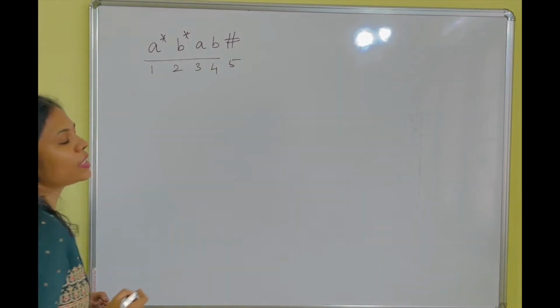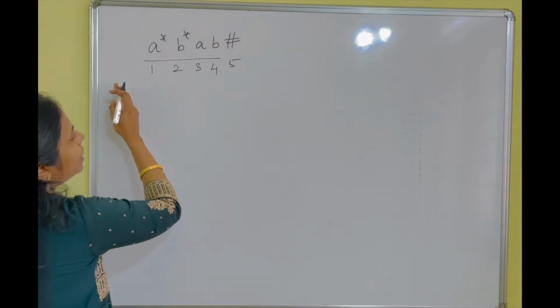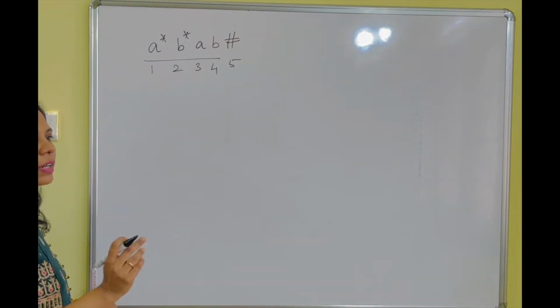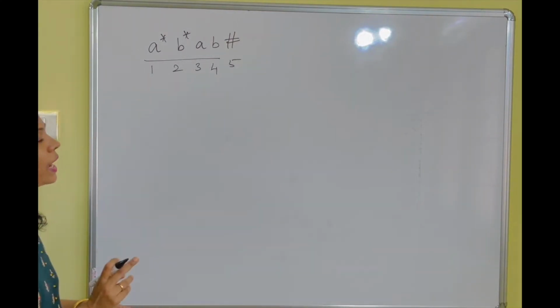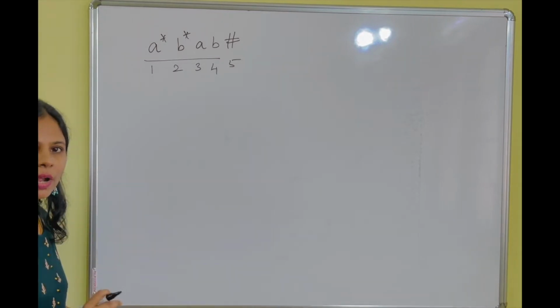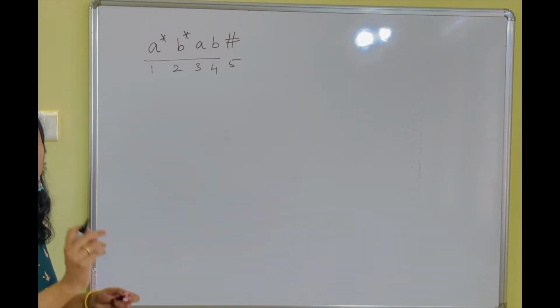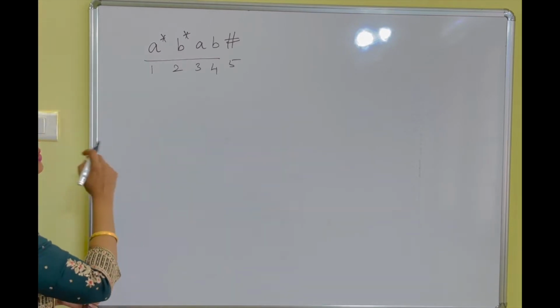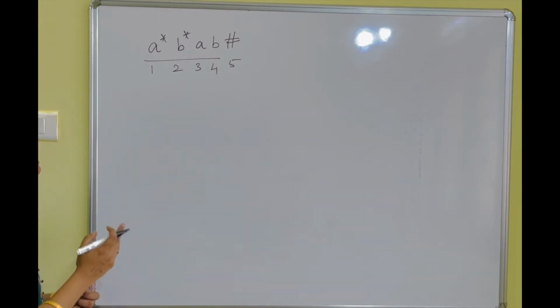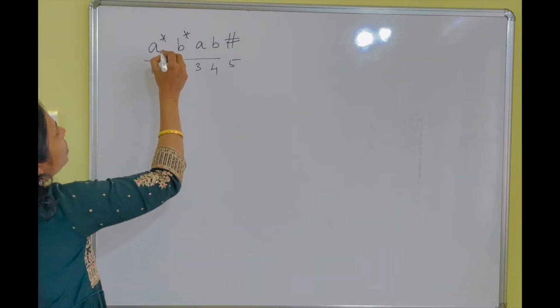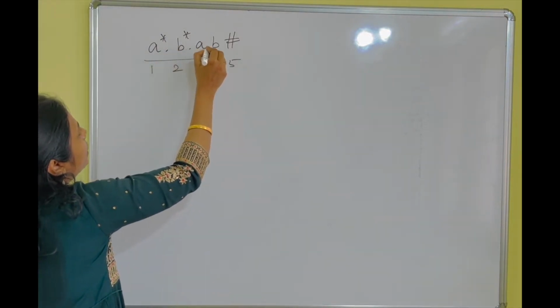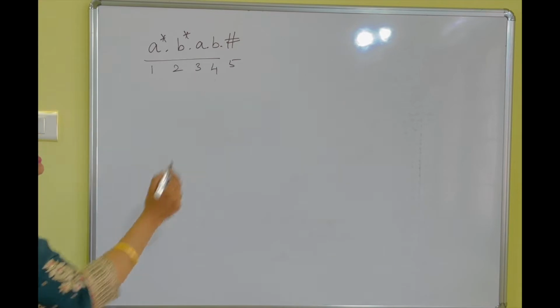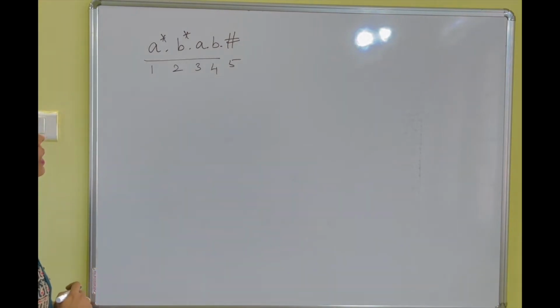Third step, you have to construct the syntax tree, reading the input from left to right. While you are constructing the syntax tree, you should be careful that a star node has only one child and a concatenation node will always have two children. Similarly, an OR node will also have two children. Here we don't have OR, so we will concentrate on star and concatenation. So this is nothing but a concatenation operator between the terminals that are given in your regular expression.